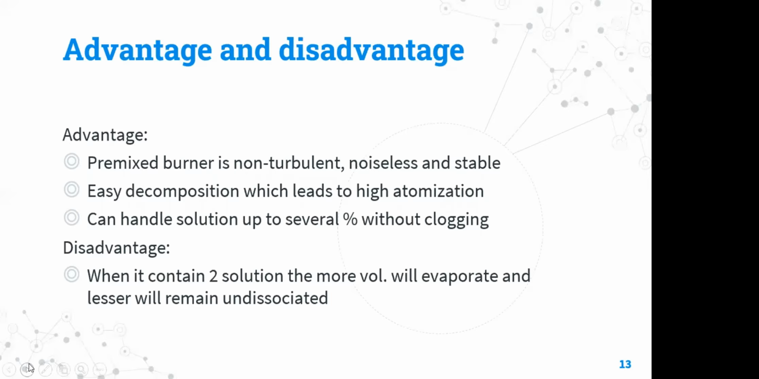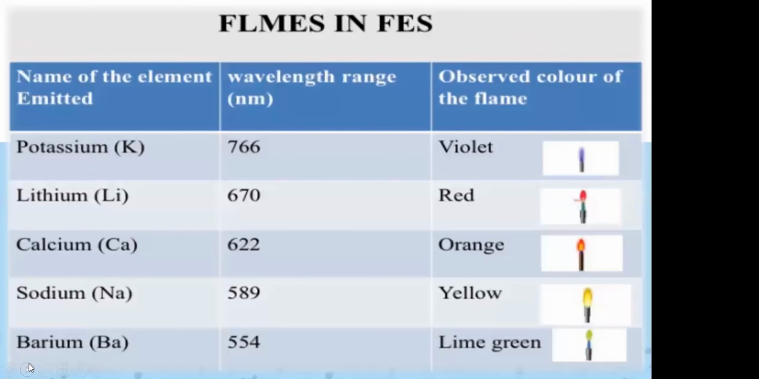Here we have to discuss some advantages and disadvantages of this burner. The pre-mix burner is non-turbulent, noiseless, stable, and easy to use. Easy decomposition leads to high atomization, and it can handle solutions of up to several percent without any interference or clogging. The main disadvantage of this burner is that when it contains two solutions, the larger volume solution will evaporate first, and the lesser will remain undissociated.